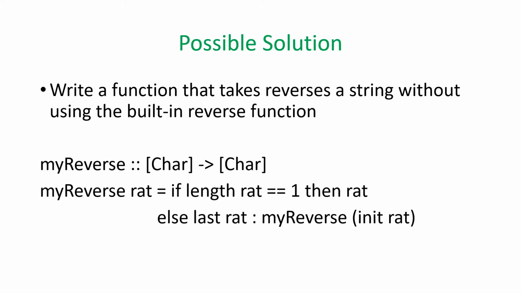Here's a possible solution. So my reverse function takes a string of characters and returns a string of characters. The input parameter, which I called rat, and then if the rat has length of 1, well, then we don't have to reverse it anymore. We're done. Otherwise, we take the last element of the rat and put it first, and then just reverse the rest of the rat, and that will reverse it one element at a time.